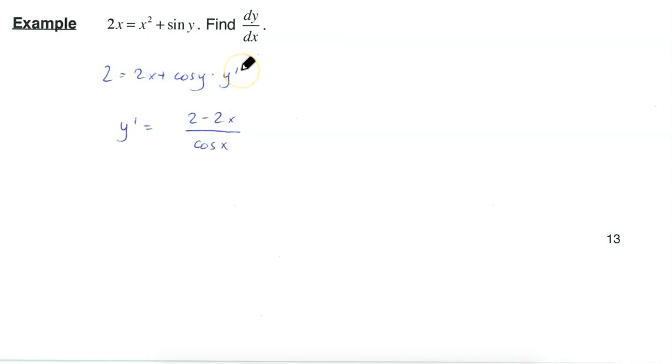From here, y prime, we can gather it on one side, so we just do minus 2x and then divide it by cosine y, and we get the answer. This should be a y. And we have the derivative.